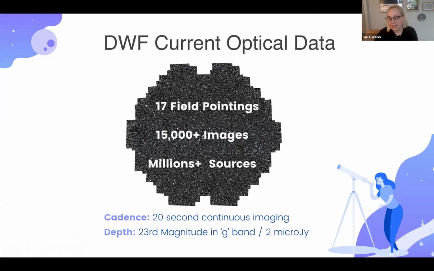So far to date, DWF has had multiple commissioning and operational runs, and all of the data that I used in my PhD was about 15,000 to now 20,000 images, and we have about 17 different field pointings. And as you saw on the previous slide, these fields are massive. They can fit several full moons in them, and each field of view image has many hundreds of thousands of sources. So in total, we have many millions of sources. And again, we have that beautiful cadence of about a minute in between.